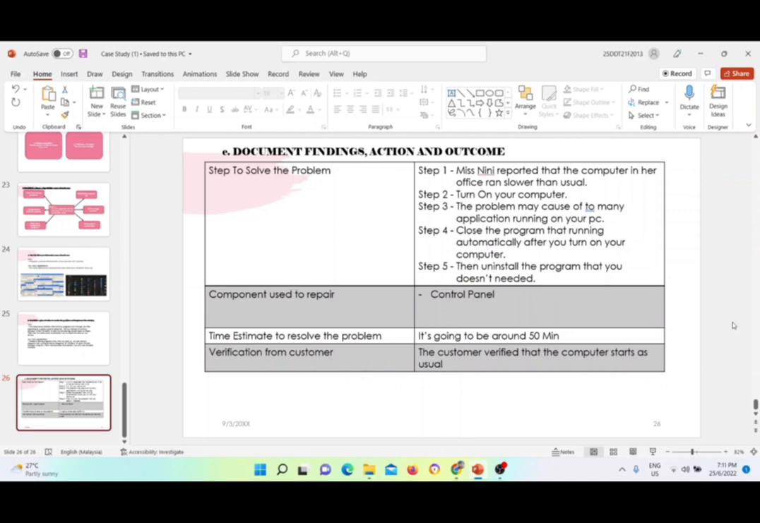Verification from customer: the customer verified that the computer starts as usual, meaning it doesn't have any problem and it's back to normal.